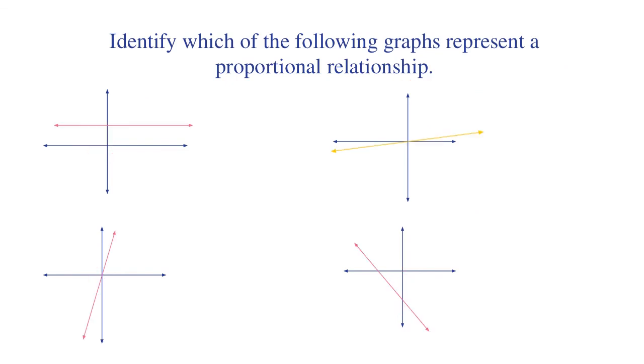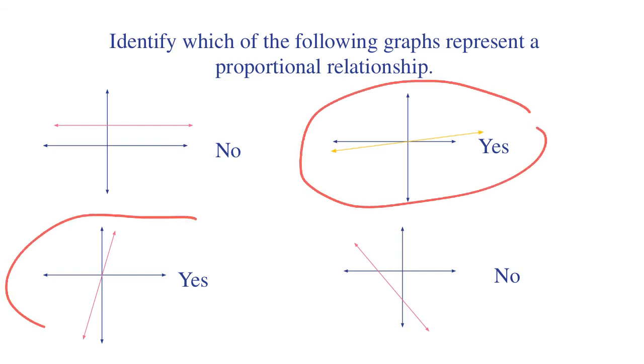Identify which of the following graphs represents a proportional relationship. Well, the answer, it was actually 2. This one and this one. All 4 are straight lines, but these 2 are the only ones that pass through the origin, making them proportional.